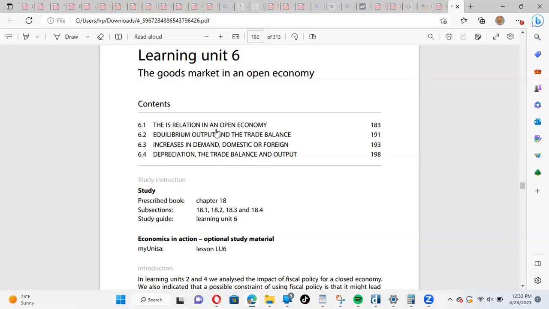So we'll start off with the relationship between what happens when there's an increase in our Y, which is our GDP, what's the effect of that on the trade balance, etc., which is something that is a lot easier again.